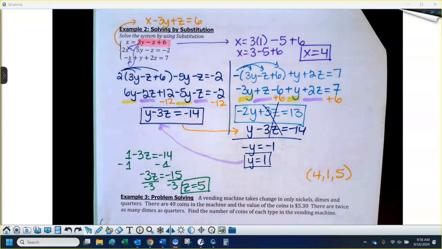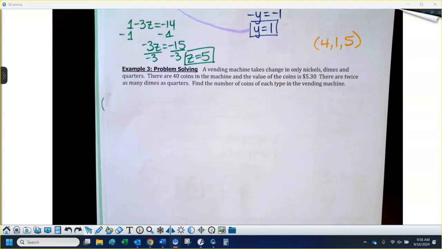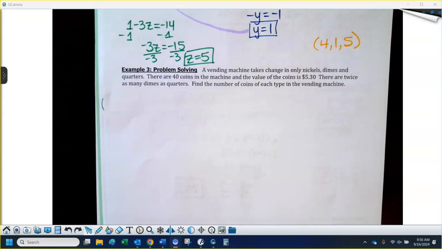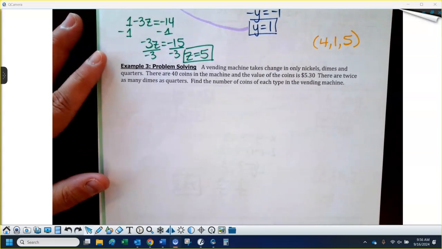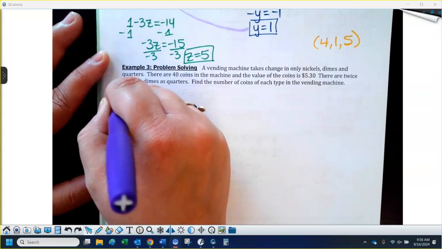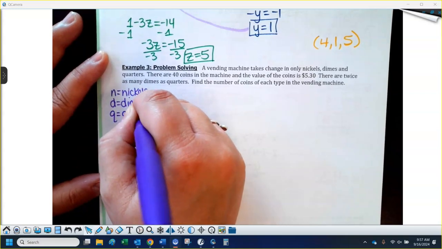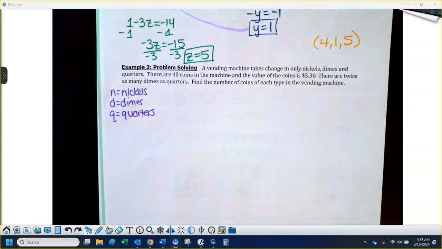The last problem we're going to try here is a word problem. And so we have to set up the 3 equations. If you have 3 variables, you have to have 3 equations or you don't have enough information to solve for it. So this one says a vending machine takes only nickels, dimes, and quarters. So just so we all have the same thing, I'm going to let N be nickels, D be dimes, and Q will be quarters. Now I've got 3 different variables, 3 different types of coins, so we have to get 3 equations out of this somehow. If we don't, then we don't have enough information.